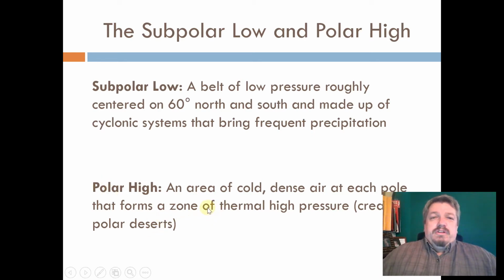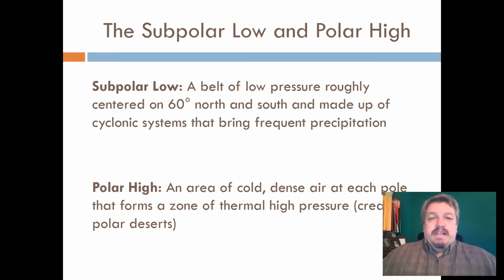So at the poles, the north and south pole, right, air is very, very cold. So cold air is dense, right? So dense air, right, at the low. And that's basically 60 degrees north. I'm sorry, dense air is high pressure. Get that backwards all the time myself. So the polar high, cold air, is very, very dense.